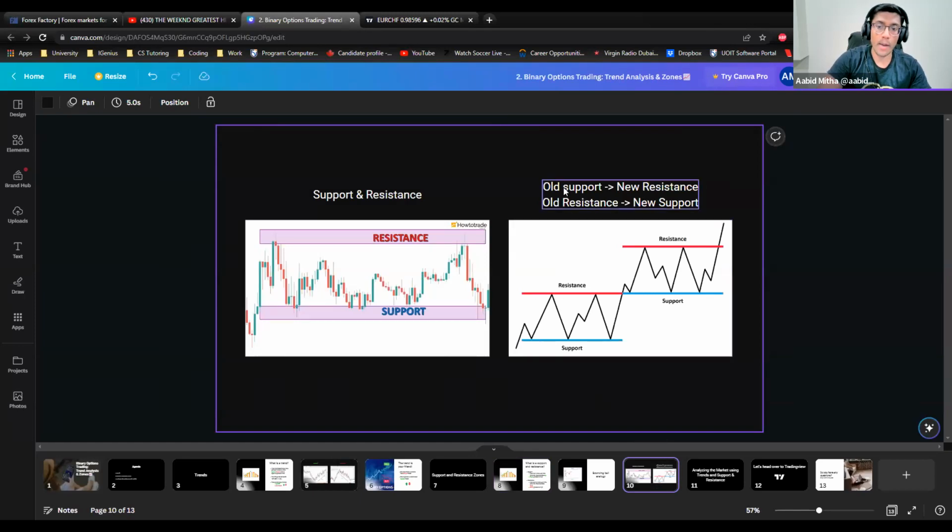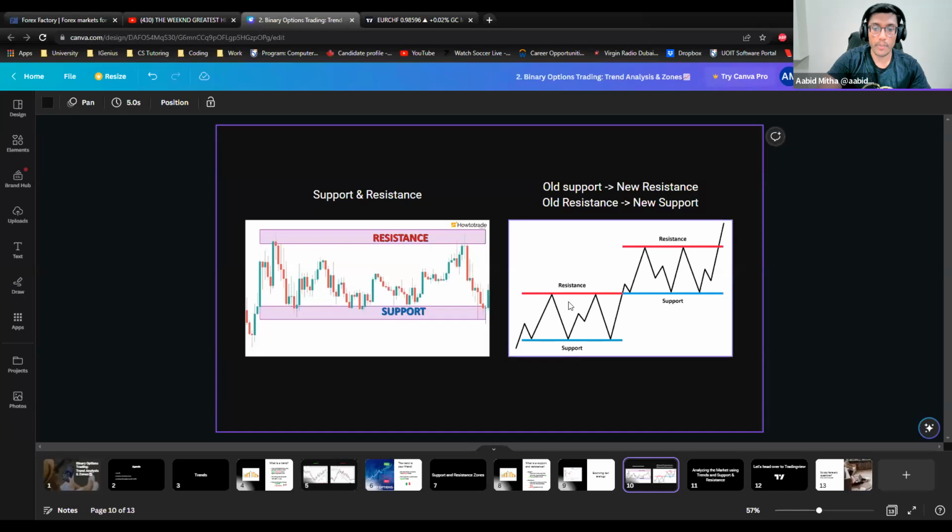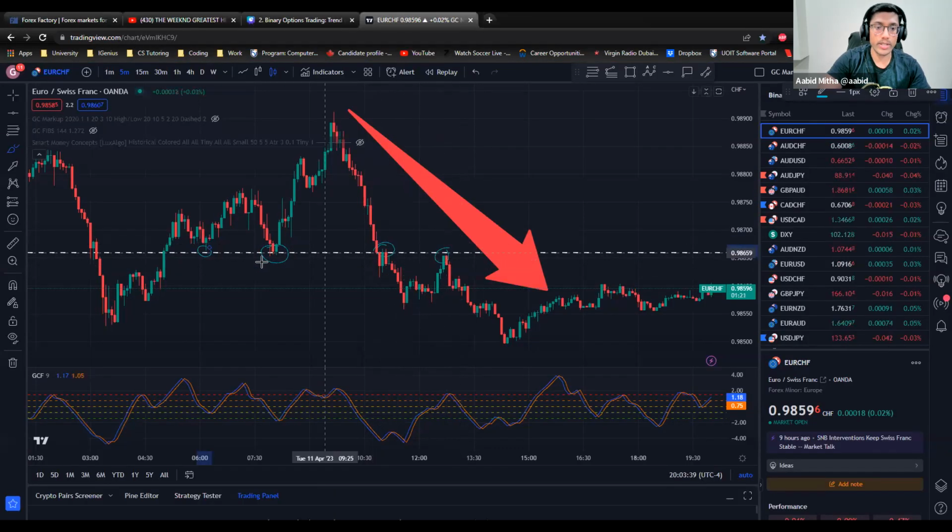Now, remember what we said. What often tends to happen is old support becomes new resistance, or old resistance becomes new support. Can someone let me know, based on what we see here, which one of these two has happened? Has the old support become the new resistance, or has the old resistance become the new support?